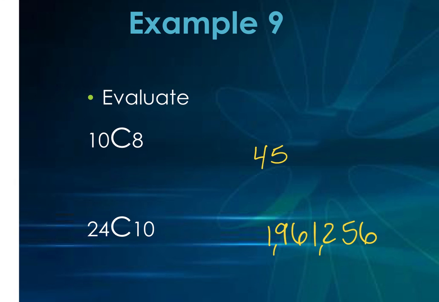10C8, Mariana. So, I put 10 over 2 factorial times 8 factorial. I did 10 minus 8, so that's how I got the 2. And then r is 8. And then if I look up there, I got 45.